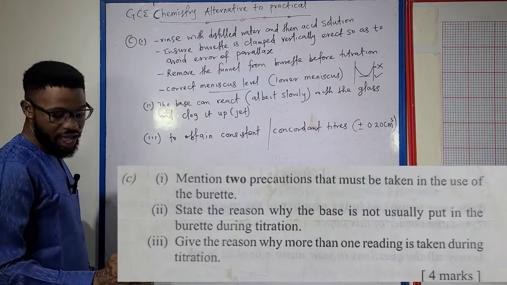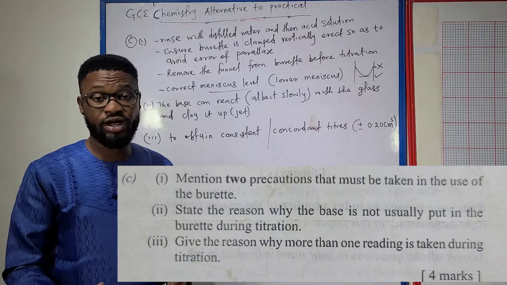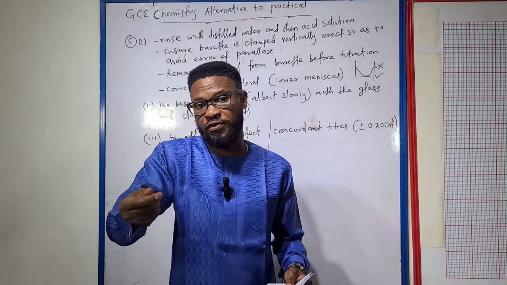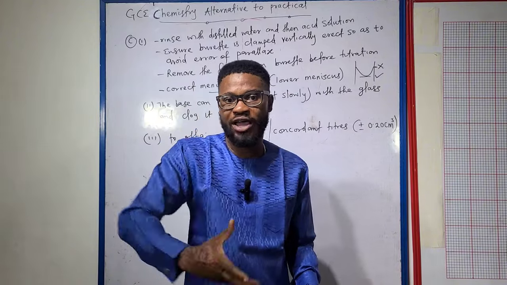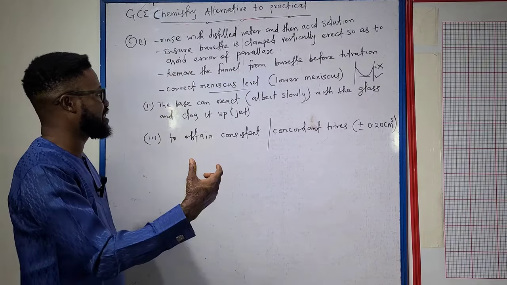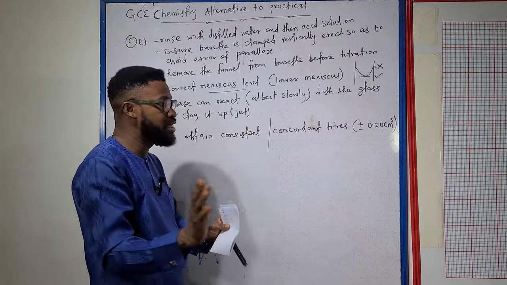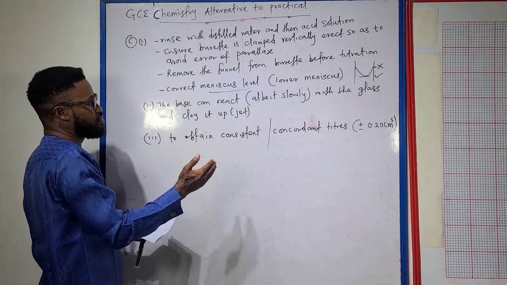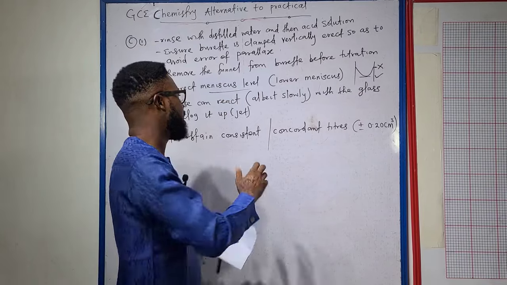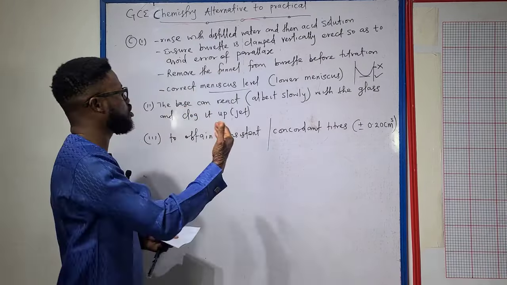On C Roman figure 2, we were asked another question. It says, state the reason why a base is not usually put into the burette during titration. It's very simple. One of the features of a base is that it has a soapy feel. And most times when you use soap, you see scums, white fall-like substances being formed on the side. So when you look at why we don't put a base into a burette, one of the reasons is that the base has the ability to react, although slowly, with the glass. And when that happens, it clogs up the jets around the end of the burette. It clogs it up, making it impossible for you to run in your acid subsequently.